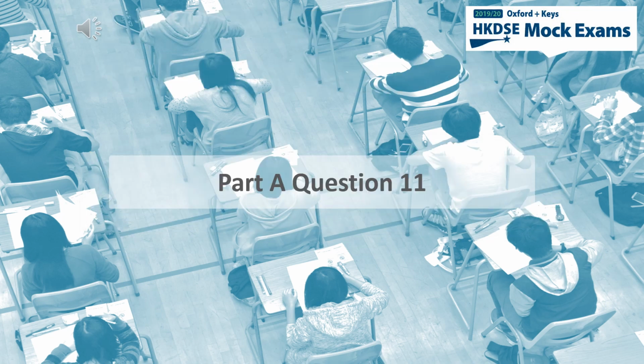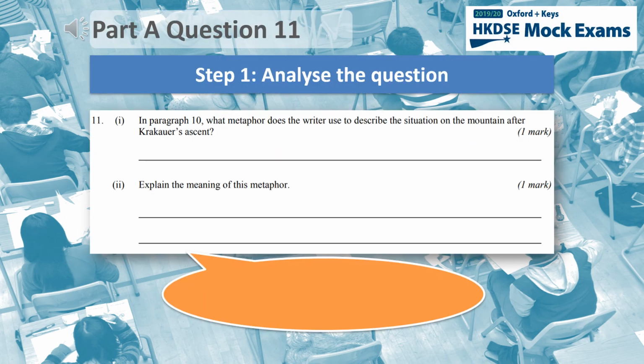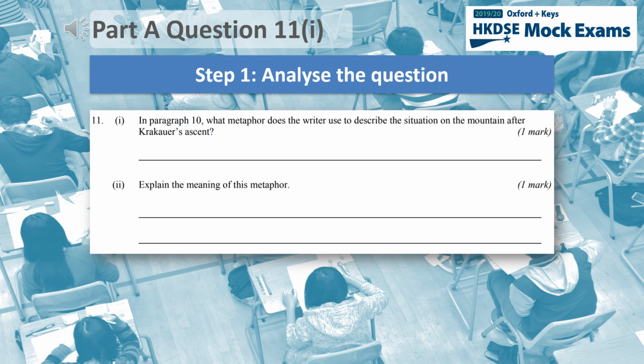Part A, Question 11. This is a 2-part question about the use of metaphor, a type of figurative language. Let's look at Part 1 first. It asks you to find the metaphor used to describe the situation on the mountain after Krakauer's ascent. The question also tells you that this metaphor can be found in paragraph 10.